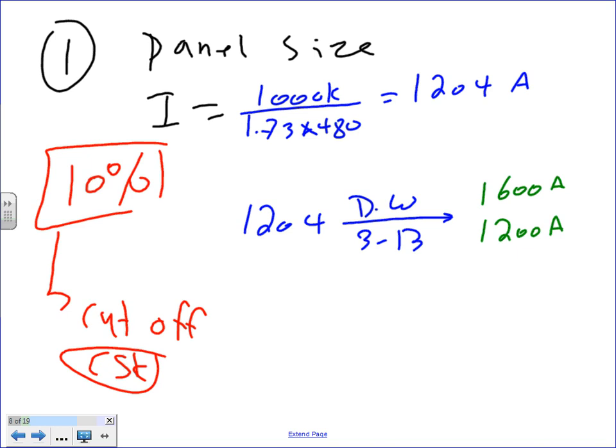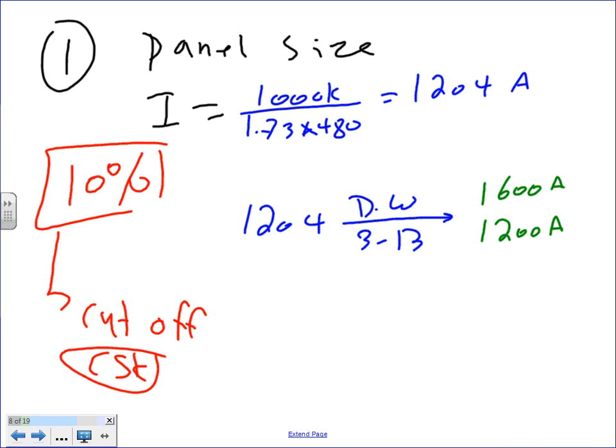Now, would you jump 400 amps to get 4 amps? Can you guys see the difference? If I want to go up, I'm jumping 400 amps to get a 1600 amp panel, for what? For getting 4 amps. That's where you use your engineering judgment and you say, you know what, Chad? I'm going to go lower.